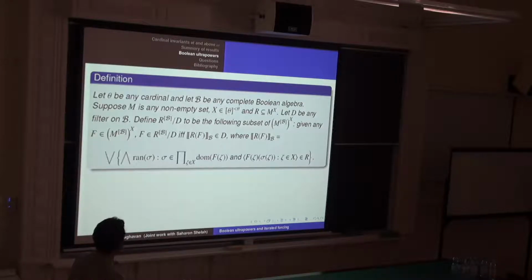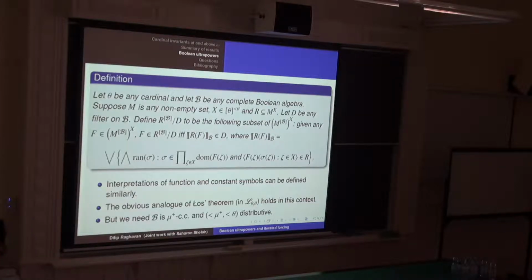So this is a sequence in m to the x, and I ask, does this belong to R? And if it does, I take the inf of all those elements, and then I take the sup over all that stuff. This is, in some sense, the truth value of the relation R at this function f. And this function f is in R to the b mod D if its truth value belongs to the filter D. Okay?